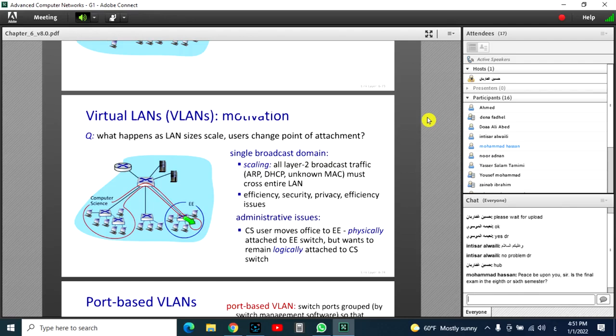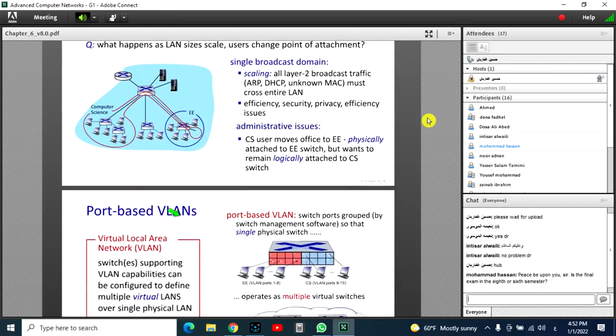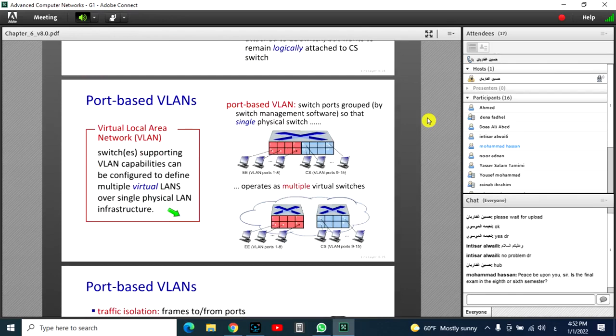I have to do this because in a simple form, I would have to send the whole information from this computer science department into the EE department. But I said that this strategy is not efficient. This strategy has several security issues, privacy issues, and efficiency issues.